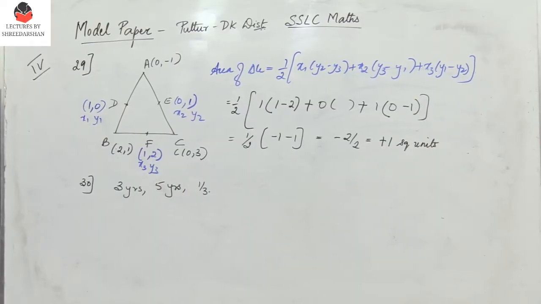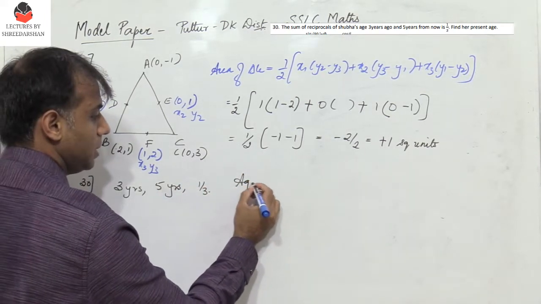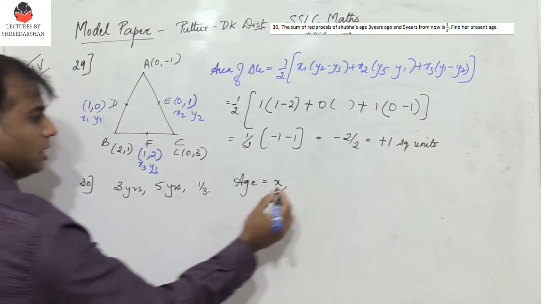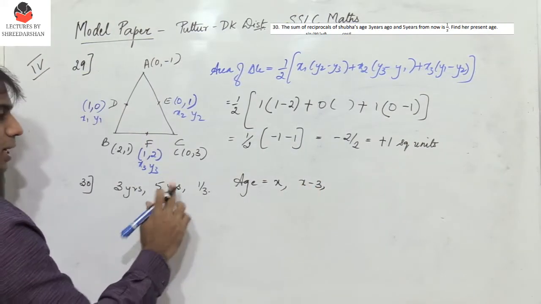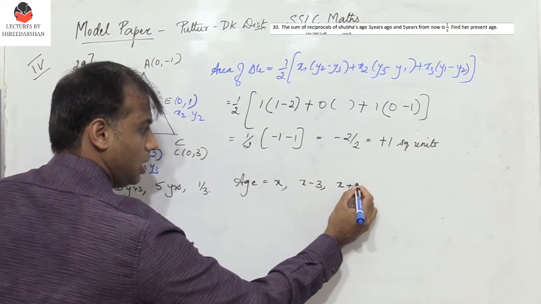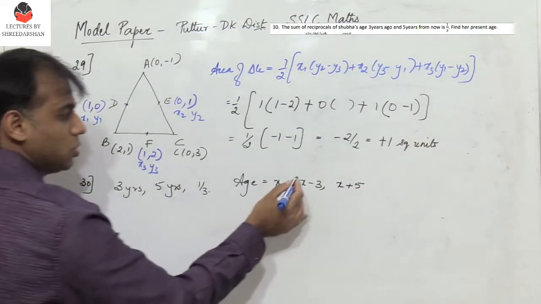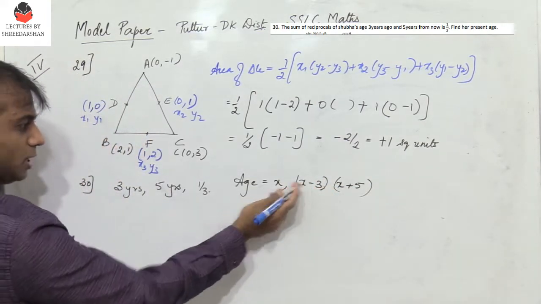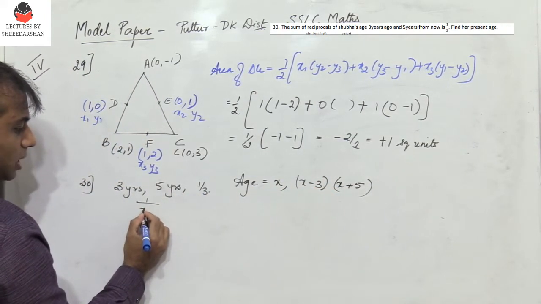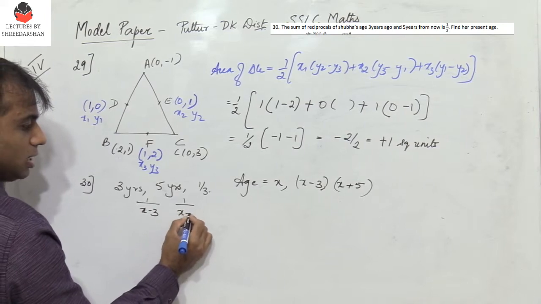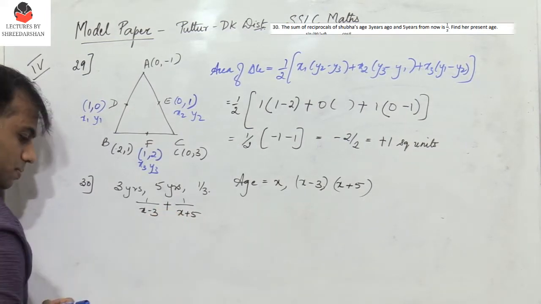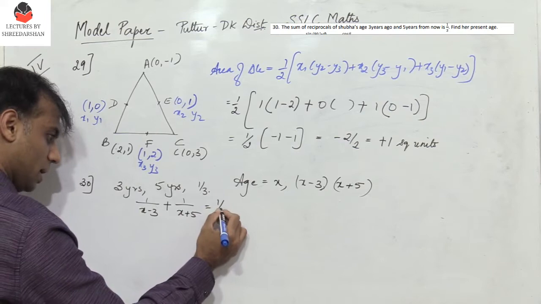The sum of the reciprocals of Shubha's age 3 years ago and 5 years from now is 1/3. Find her age. So let the current age of Shubha be x. So 3 years back her age was x minus 3 and 5 years later her age will be x plus 5. Now what has been given? The sum of their reciprocals. So I take the reciprocal. Reciprocal of x minus 3 is 1 by (x minus 3), and of x plus 5 is 1 by (x plus 5). Their sum is equal to 1/3.